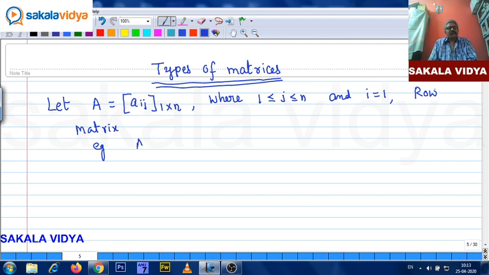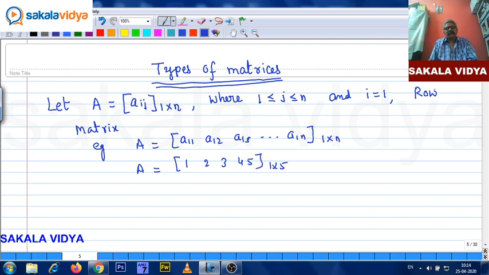For example, you can write like this: A is equal to A11, A12, A13 and so on, A1n, which is of order 1 by n. And one more example you can write like this: 1, 2, 3, 4, 5. This is 1 by 5. For example, you can write A, B, C, D and so on up to Z. This is 1 by 26. So, if any matrix contains only one row, that is called a row matrix.